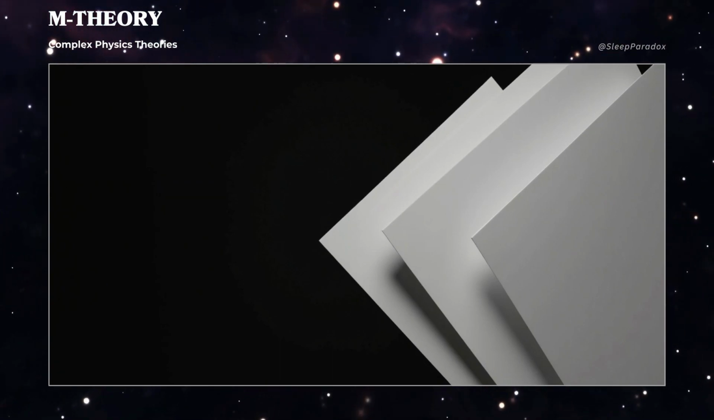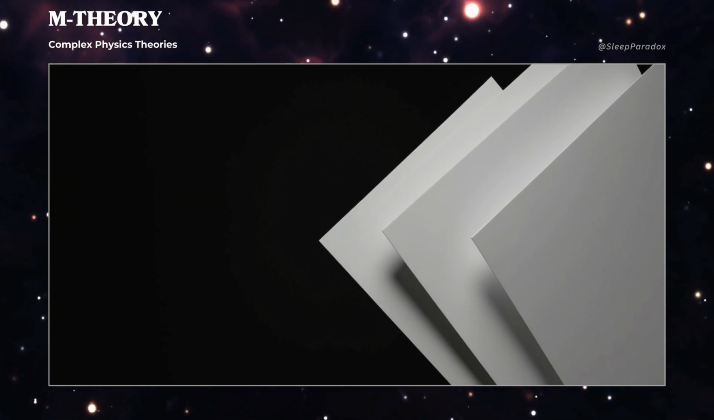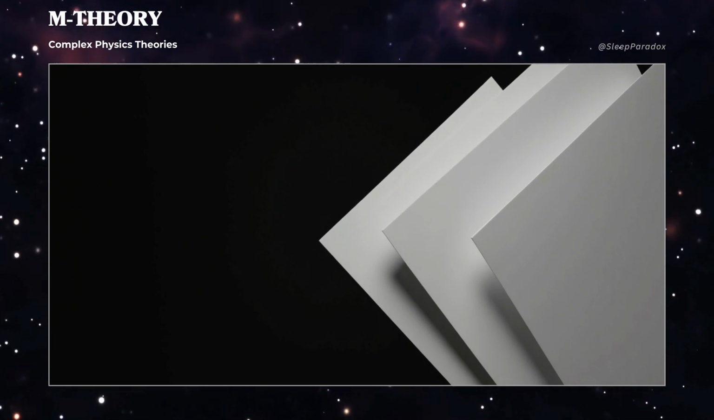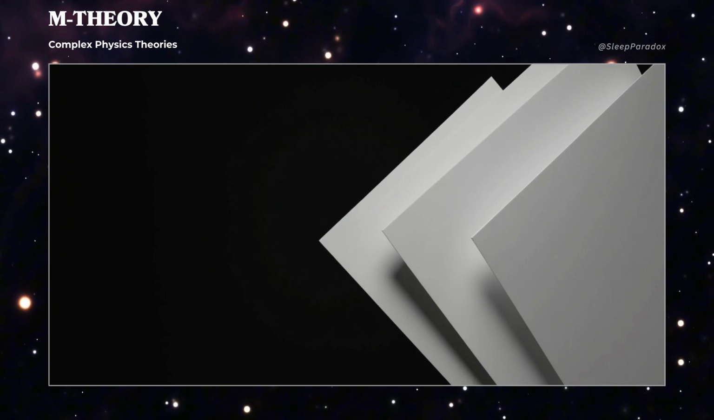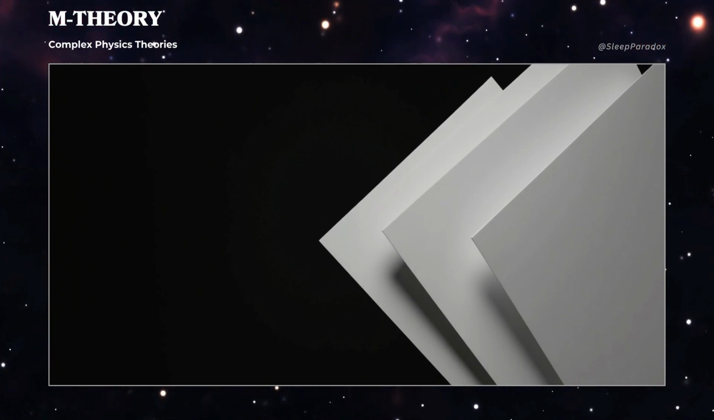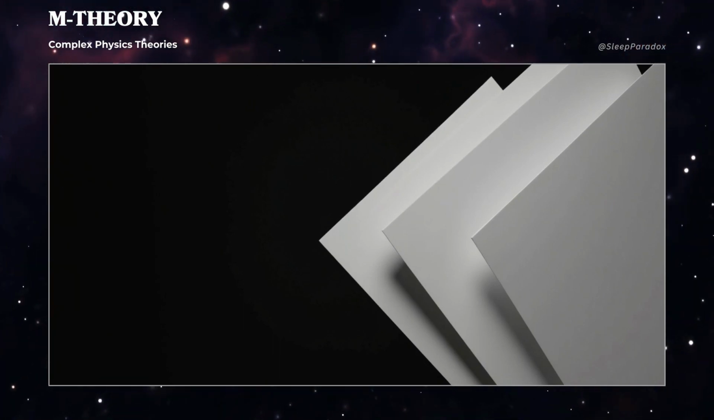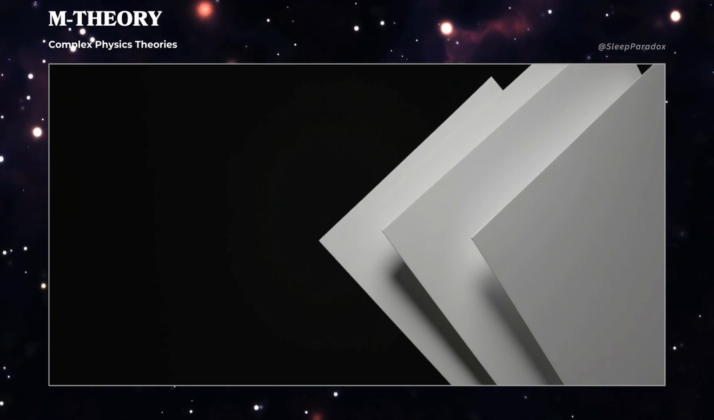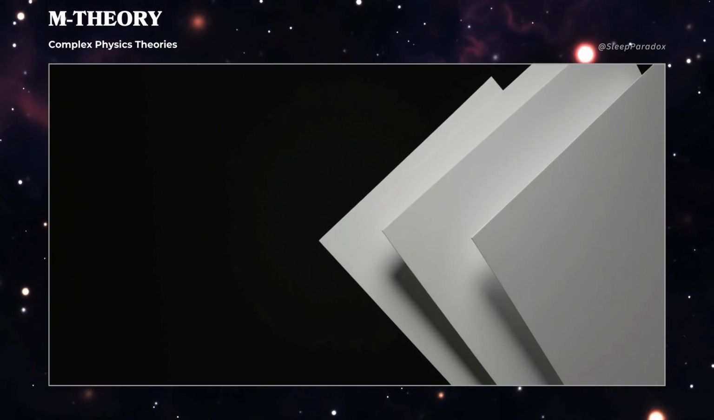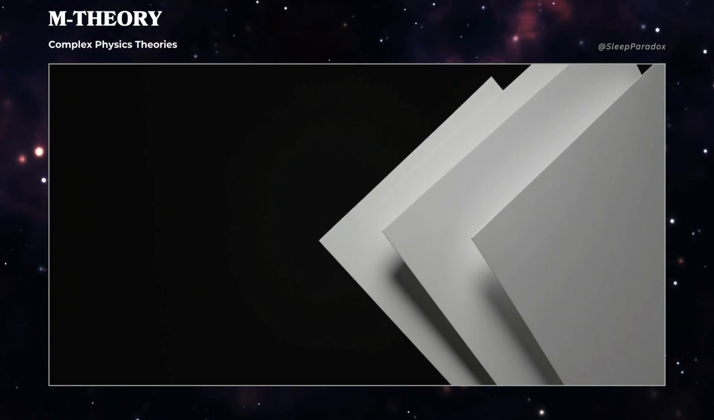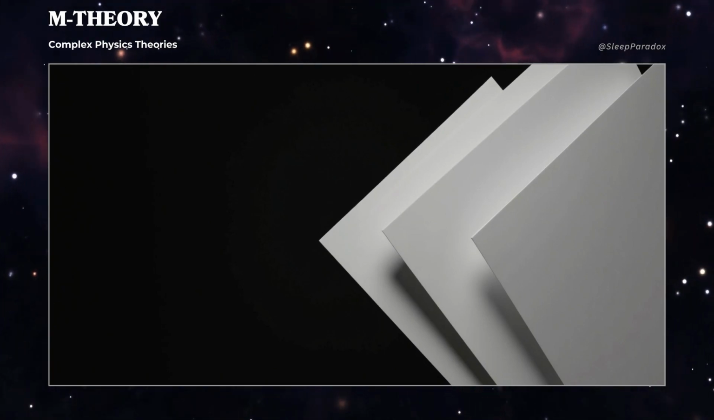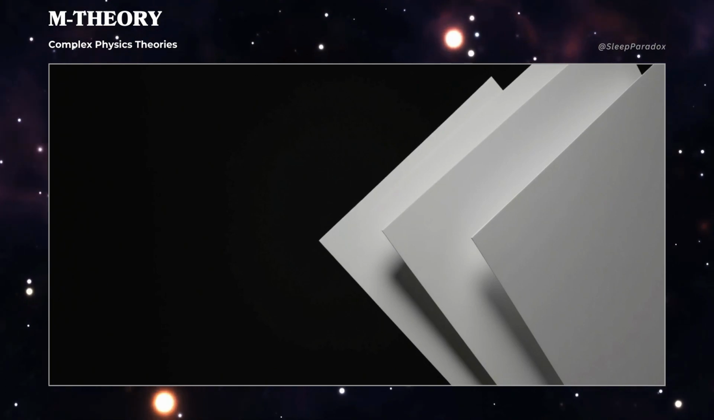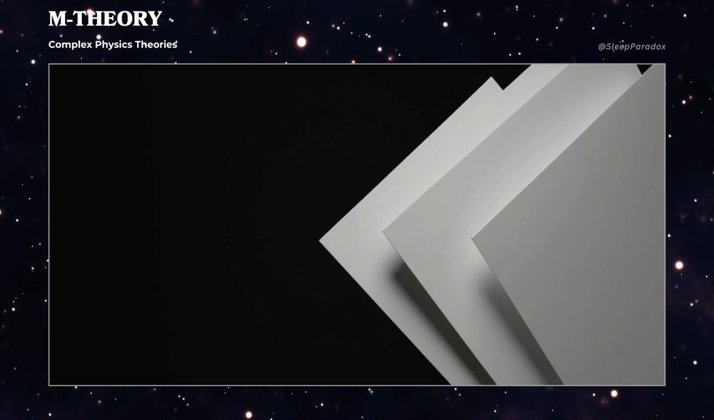Then, in the mid-1990s, something unexpected happened. Physicists began to discover connections between these different versions. What looked like separate theories were actually related, linked by mathematical transformations that allowed one to be transformed into another. These connections suggested that all 5 string theories were actually different perspectives on a deeper, more fundamental theory. Something more comprehensive. That deeper framework was given the name M theory.